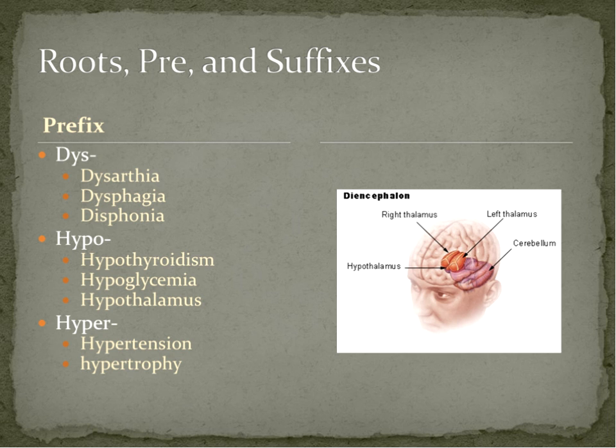Hypo is under or underperforming, less. Hypothyroidism, hypoglycemia, hypothalamus is actually an anatomical part that is under the thalamus. Hypothyroidism is an underperforming thyroid. Hyper is excessive. Hypertension, too much tension. Hypertrophy, again, too much. But hyper is excessive or more.